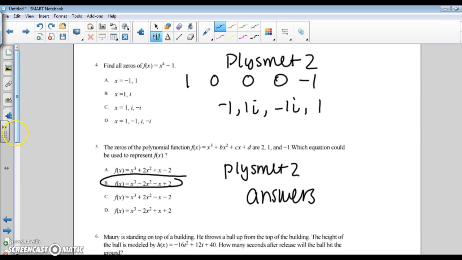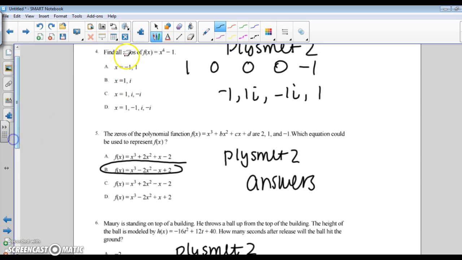Number 4, PolySmalt. It wants all the zeros. Put in 1, 0, 0, 0, -1. And these are the answers you get, which matches answer D.